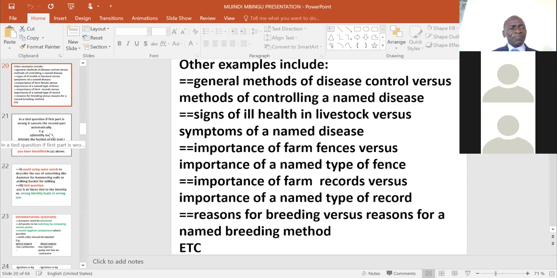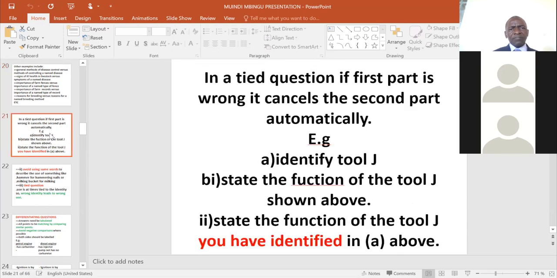Now, I would like to talk about a tied question. A tied question is one whose first part is linked to the second part. First part is linked to the second part, meaning if you do not get the answer to the first part, then the second part also becomes automatically wrong.